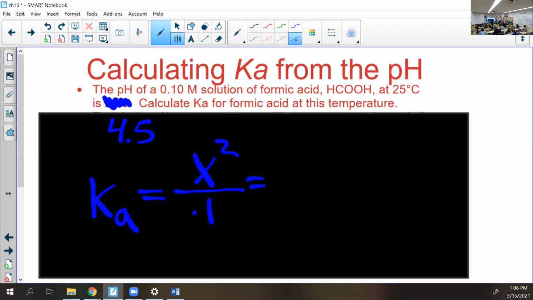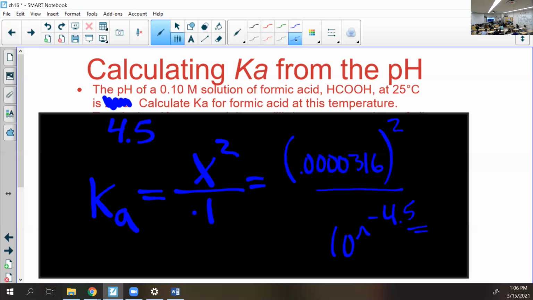All right, so we had Ka equals x squared over 0.1. We used the 10 raised to the negative 4.5 to find out what x was equal to, and it was 0.000031 something. Okay, and I'm going to square that number, right? Yeah. And then divide it by 0.1, and that equals what value? 1 times 10 to the negative 8. Just straight up 1 times 10 to the negative 8. Wow. I guess that makes sense because you square 3.16, that rounds to around 10.